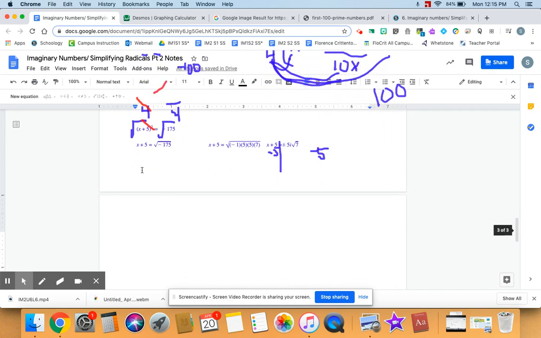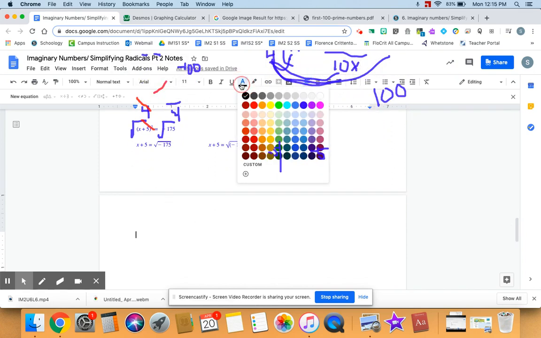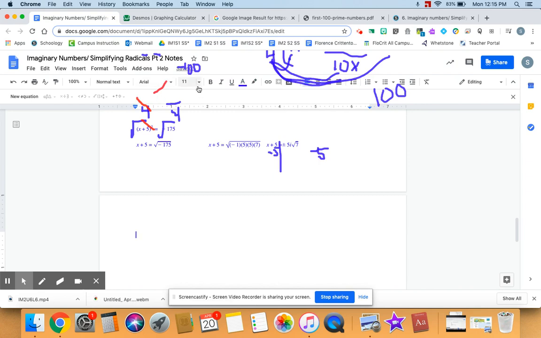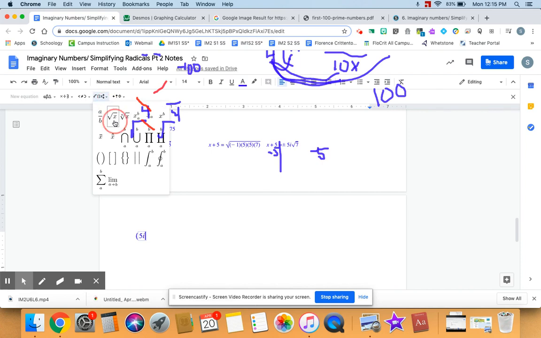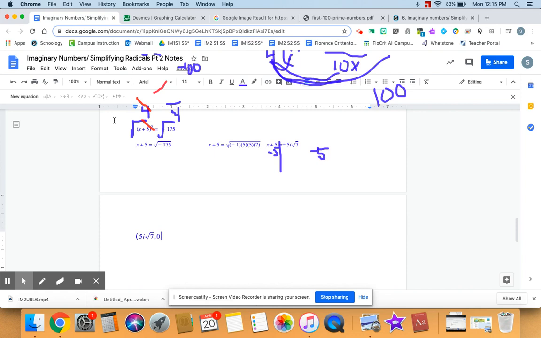Yeah, I guess I'll do it down here. So my first answer is parentheses positive 5i root 7, and then comma 0, because it's an x-intercept, which means it's a point where the y is 0, and, oh, I forgot to write that I'm minusing 5 at the end of that.